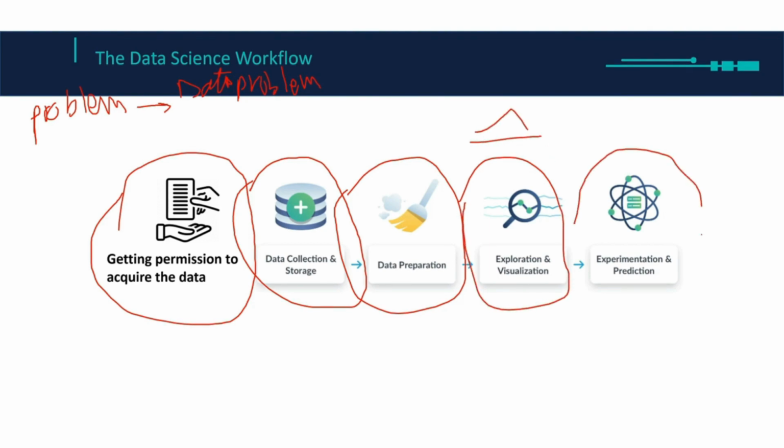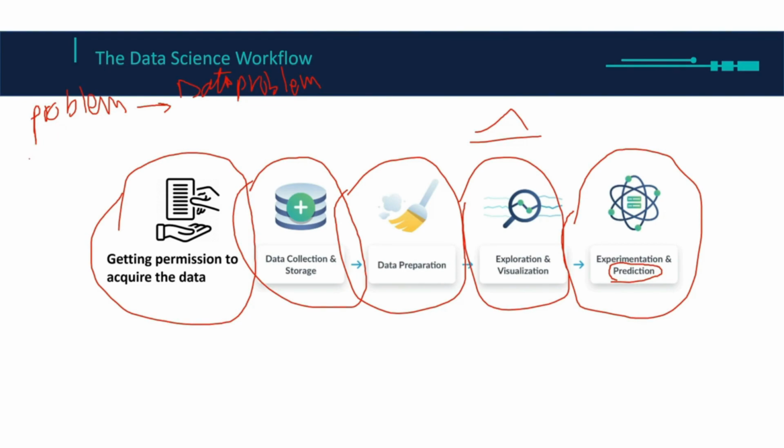And then at the end, I'm going to experiment, which is building my data set, my training set and test set, building the model and train and test. And then at the end, I'm going to do my prediction. Okay, this is how a typical data science workflow looks like.